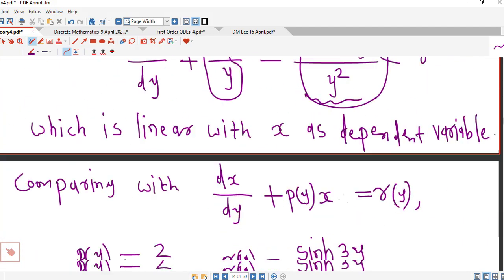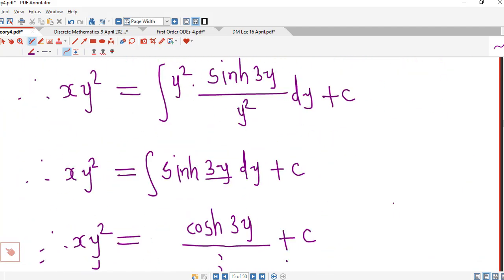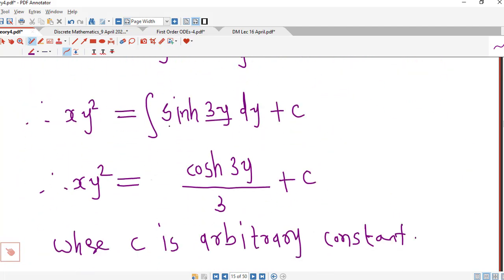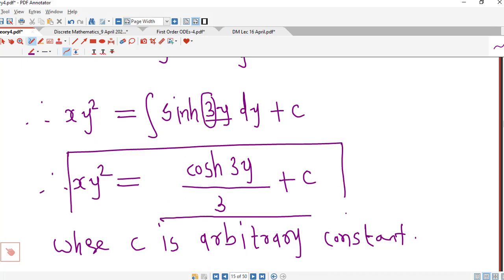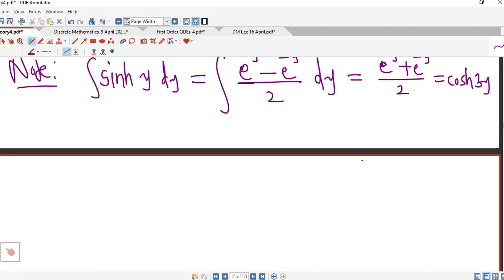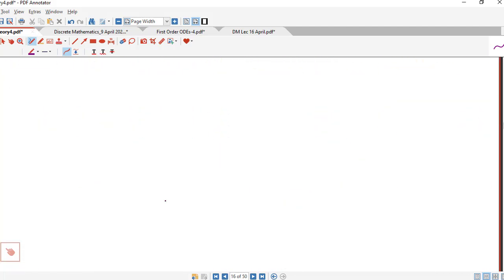So here we used this fact that the integral of hyperbolic sine is hyperbolic cosine, and we have to divide by the coefficient of y which is 3, and this is the general solution of the given differential equation, which was linear if we consider x as the dependent variable.